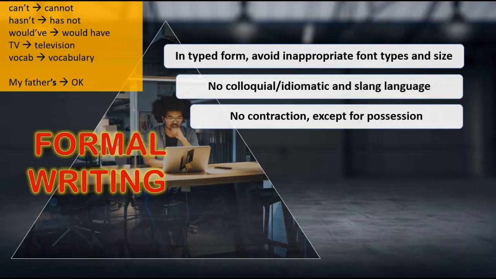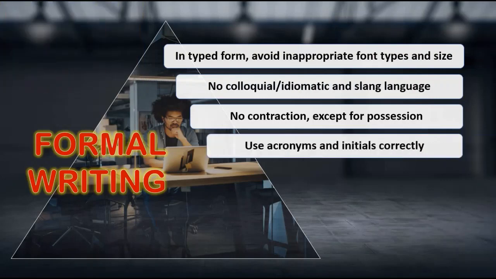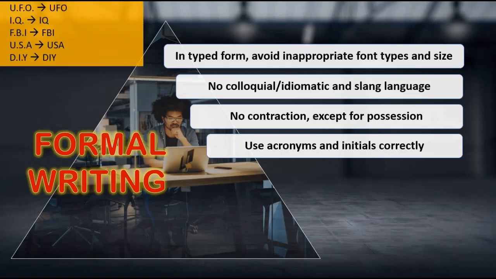It's not a contraction. And then next, use the acronyms and the initials correctly. Usually when you use the acronyms or initials, you don't put dots between letters, okay? U.F.O. is wrong. Just write down all the capital letters, UFO. The same with the IQ, the FBI, USA, and the UK. You don't need the dots.